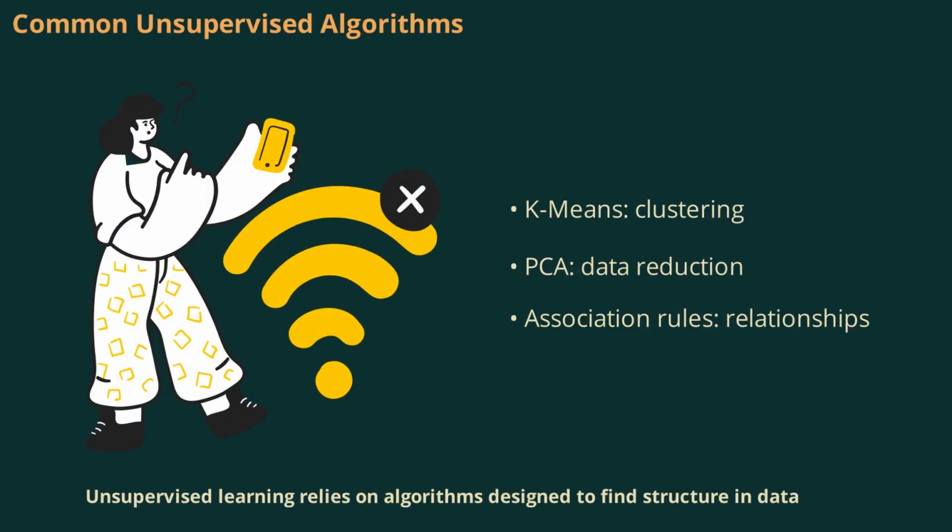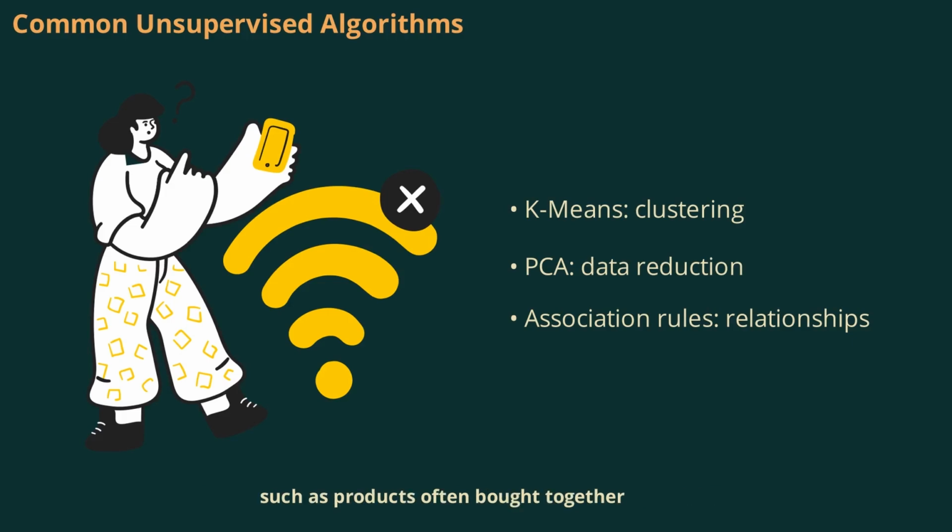Unsupervised learning relies on algorithms designed to find structure in data. K-means clustering groups data points into clusters based on similarity. Principal component analysis, or PCA, reduces the complexity of data while preserving important patterns. Association rules help uncover relationships between variables, such as products often bought together. These algorithms are essential tools for exploring and understanding large, unlabeled datasets.